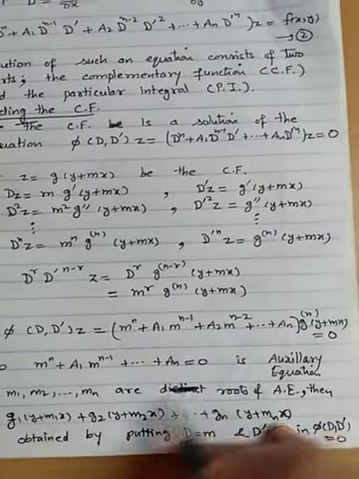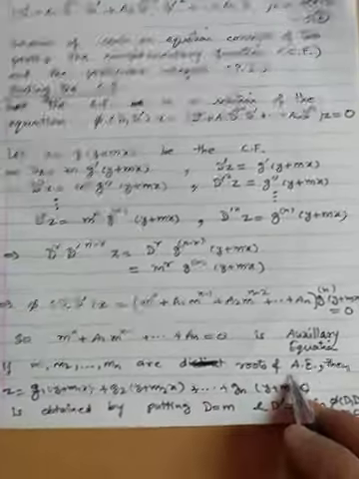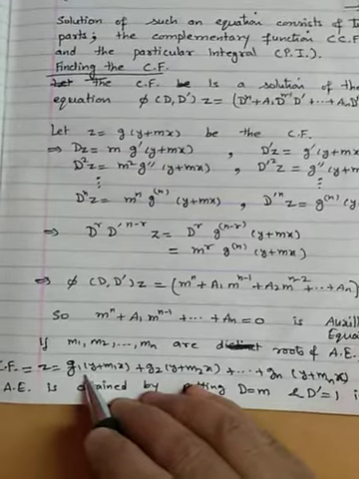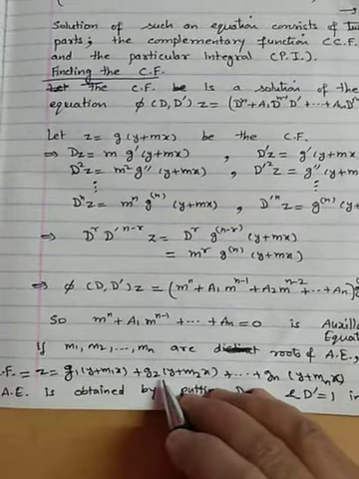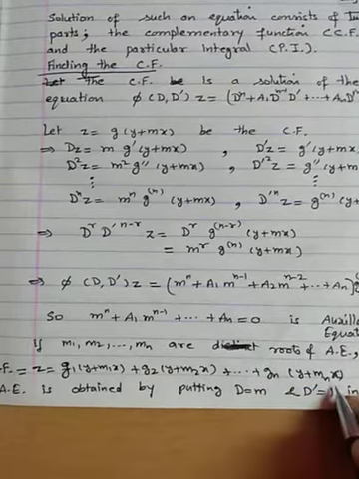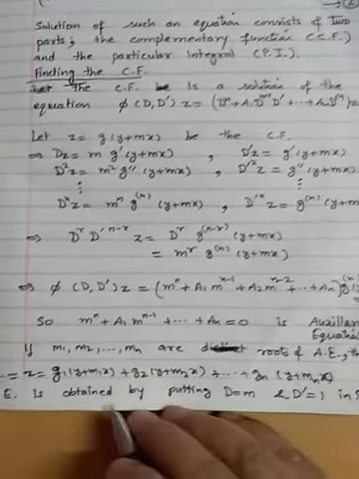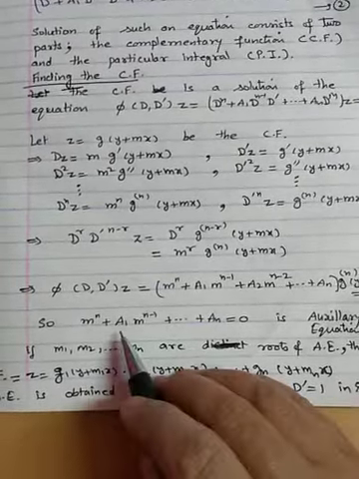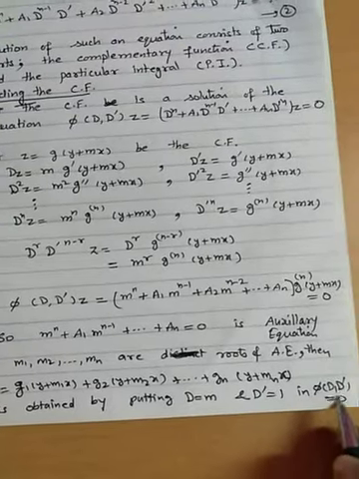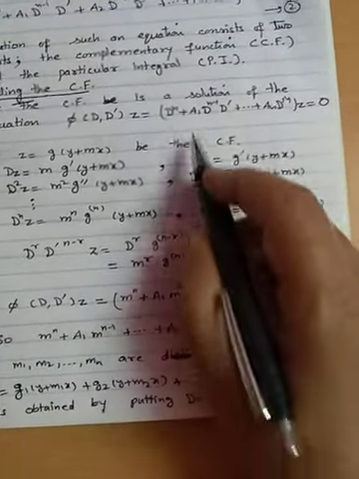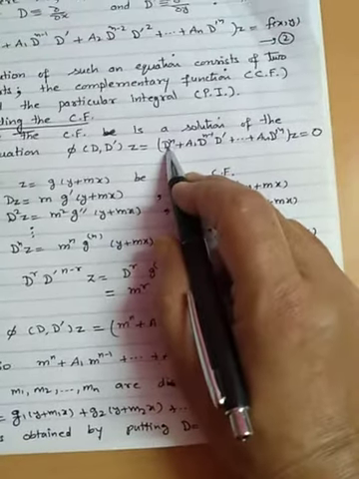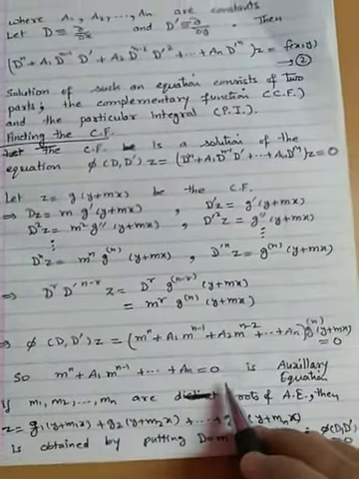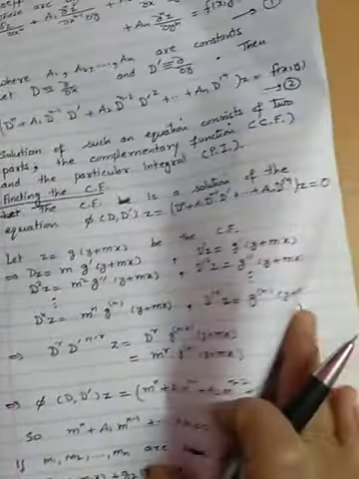They may be repeated. So m1, m2, ..., mn are roots of the auxiliary equation, and then the complementary function is z equal to g1(y + m1x) + g2(y + m2x) + ... + gn(y + mnx). You notice that this auxiliary equation is obtained by replacing D with m and D dash with 1 in phi(D, D dash) equal to 0. This is our phi(D, D dash). In this we replace D by m and D dash by 1, and then we will get this auxiliary equation. So this is how we find the complementary function.